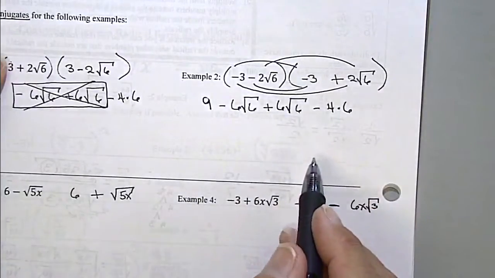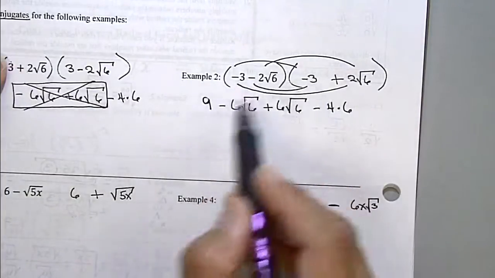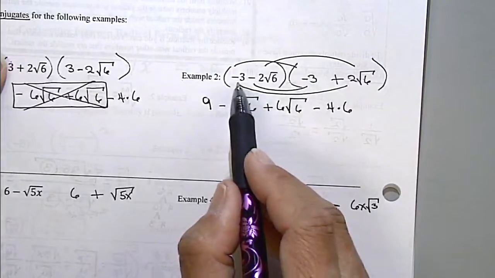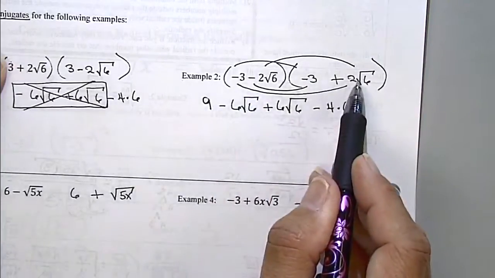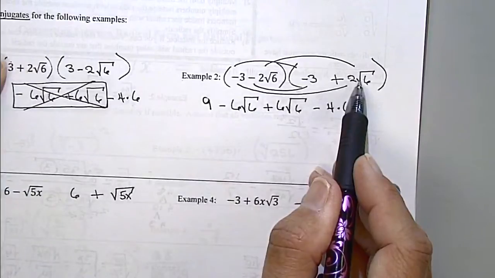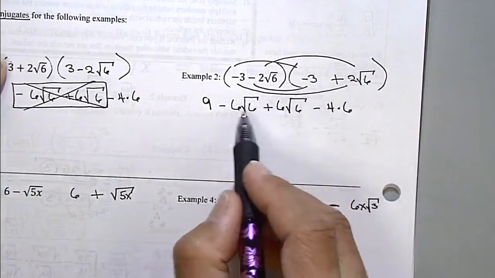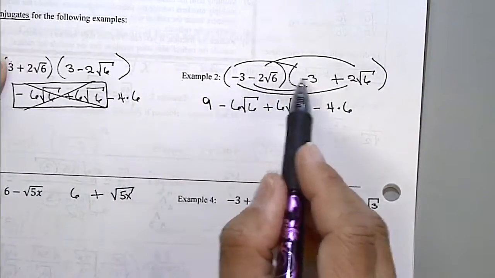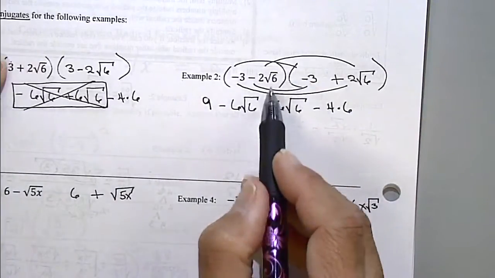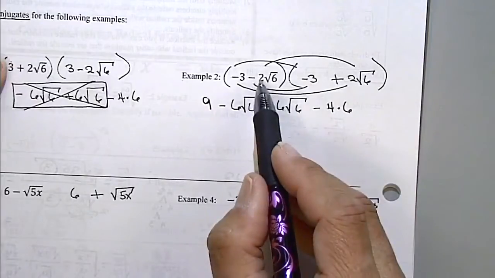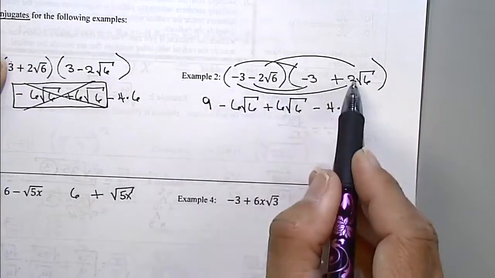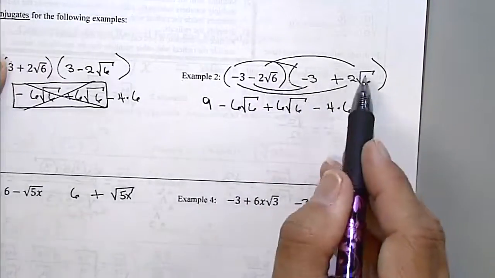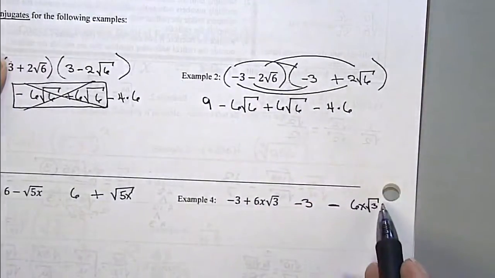Okay. When I did first terms, I said -3 times -3 is +9. Then I did outside terms. I said -3 times 2 times the square root of 6 is going to give me -6 square root of 6. Then I do inside. -2 times -3 gave me a +6 square root of 6's. And then I did last terms. -2 times +2, that's going to be a -4. When I multiply the square root of 6 times the square root of 6, I just get 6, okay?